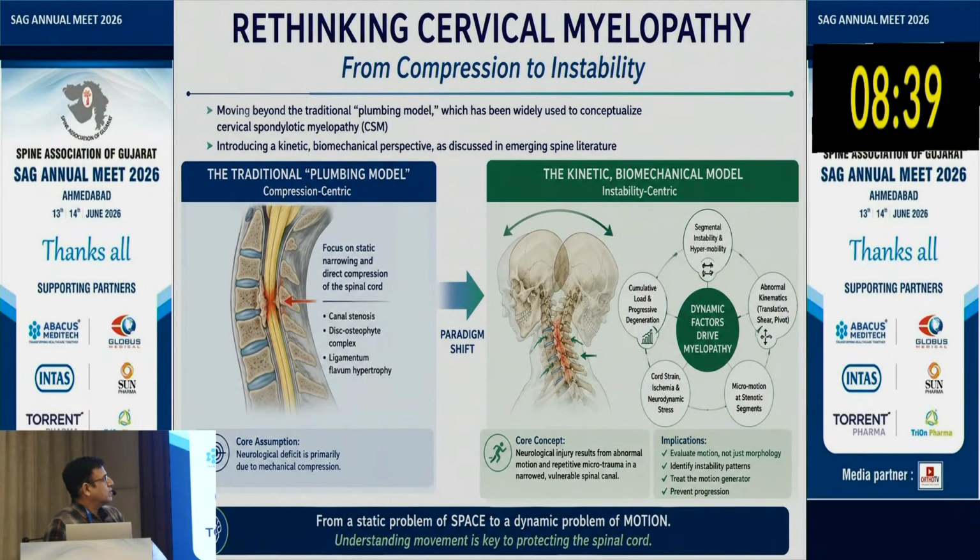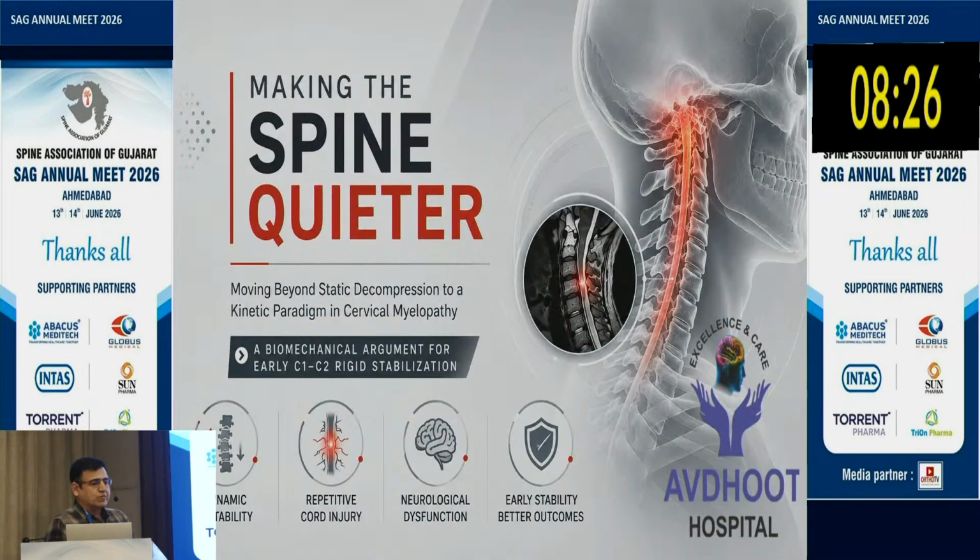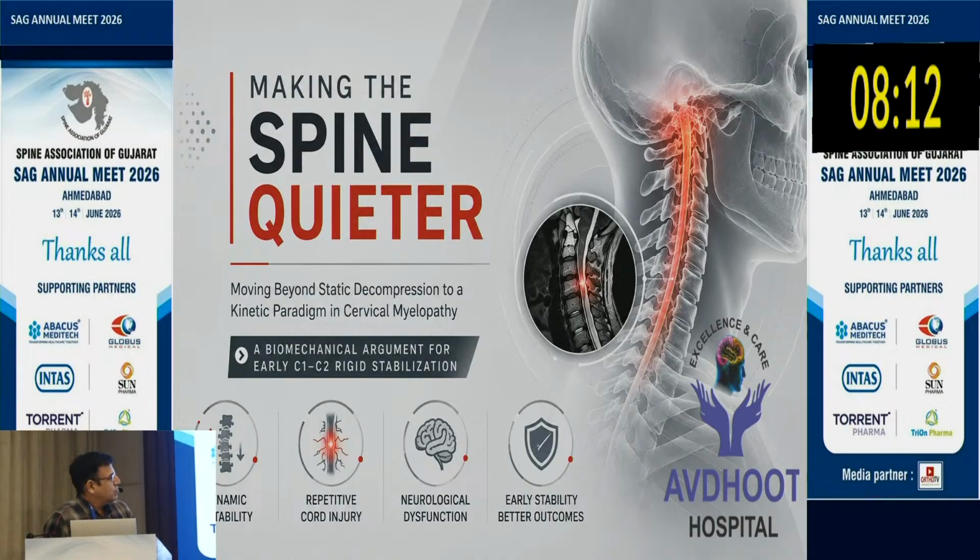When we are talking about prophylactic surgery, we should switch over from the plumbing model to the instability model. In a couple of slides, I'll try to convince you, and it is quite interesting: being a neurosurgeon at a spine conference, I am talking about fixation rather than decompression. We need to make the spine quieter, not wider.